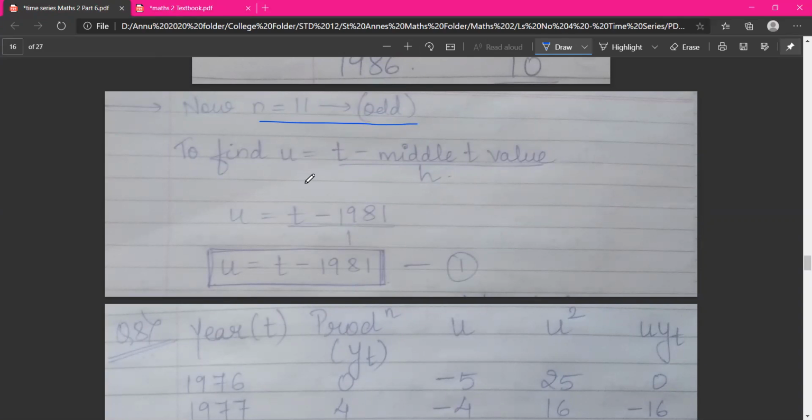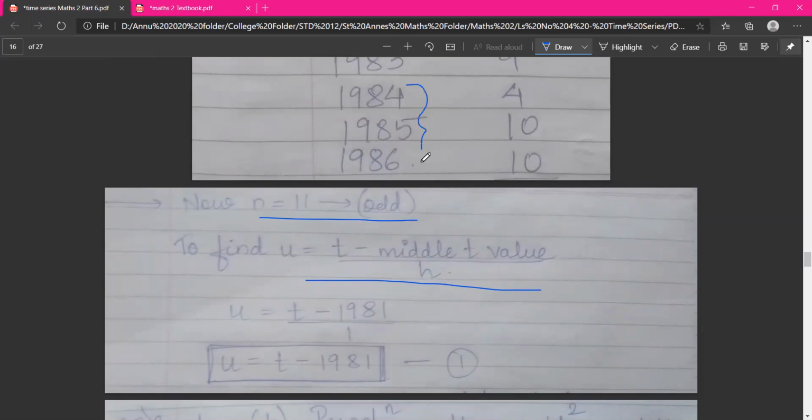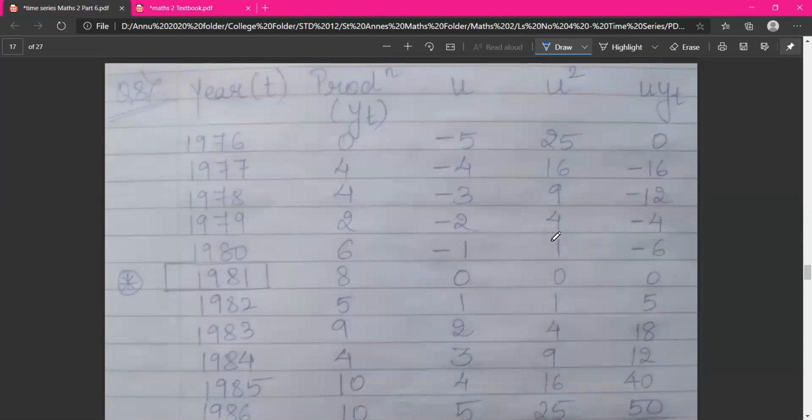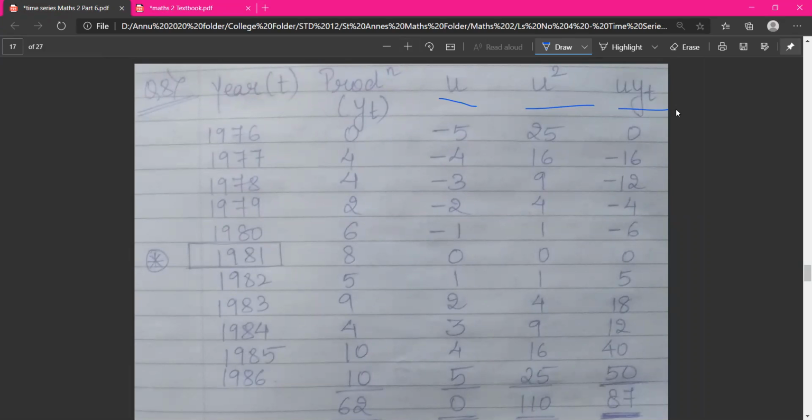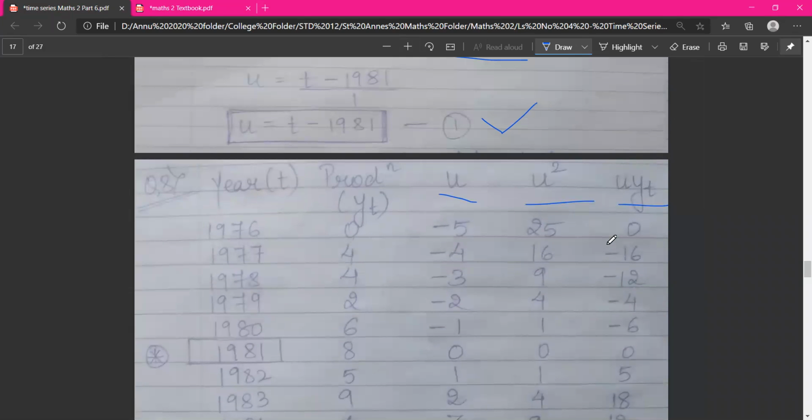So to find out u, I'll use the formula T minus middle T value upon H. So T minus middle T value was 1981, and see the difference of the years 84, 85, 86, it is 1. So my U value became T minus 1981. I'll give it point number 1. After that class, you are preparing 3 more columns, that is U, U square and UYT. And 1 more column you have to prepare, that is the trend values. Okay? So I explained to you how to find out the value of U. 1976 minus 1981. You get the answer minus 5.